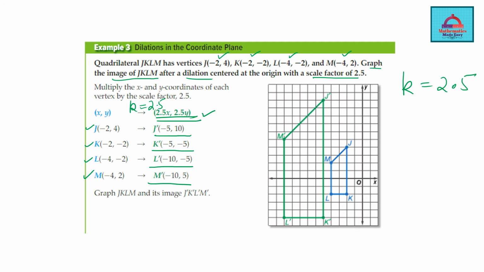So the graph of JKLM and its image is drawn here. So as you can see, because the scale factor is more than 1, it will be enlargement, and the new figure would be bigger than the old one. So this J prime, K prime, L prime, M prime, the green one, is bigger in size as compared with the blue one.